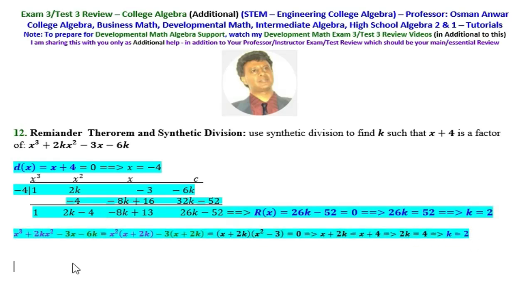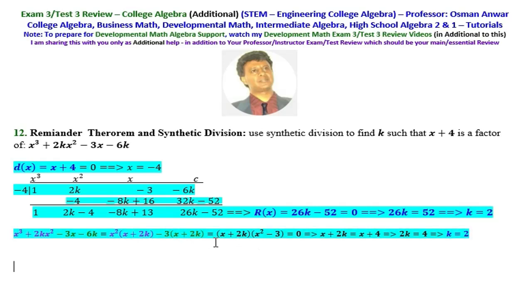Alternatively, since x cubed plus 2x squared minus 3x minus 6 is factorable, you can use grouping to find the k. So if you group the first two and group the second two, factor out x squared from the first group, which is x squared times x plus 2k. Factor out minus 3 from the second group, which is minus 3 times x plus 2k. x plus 2k is common.